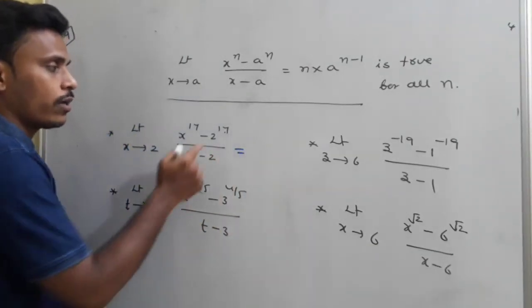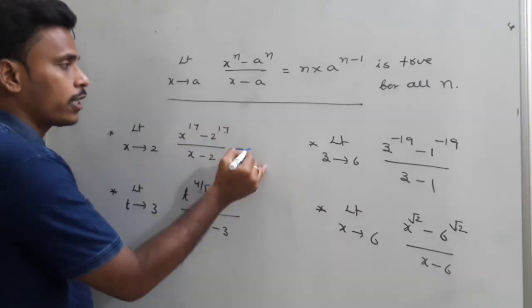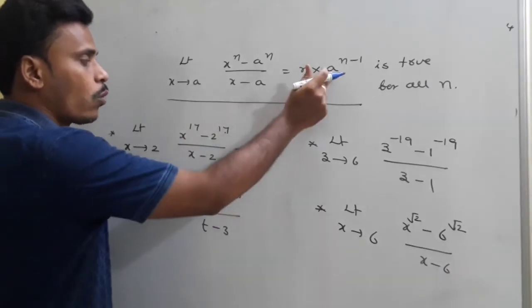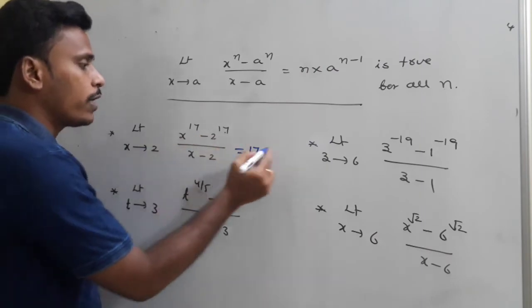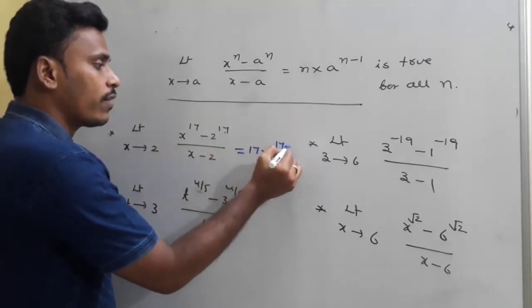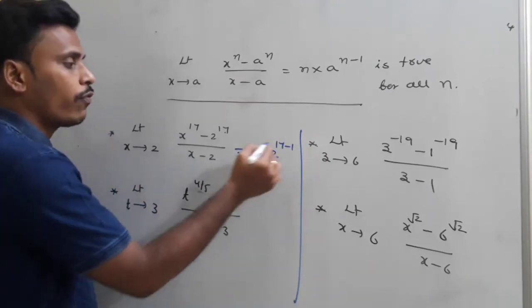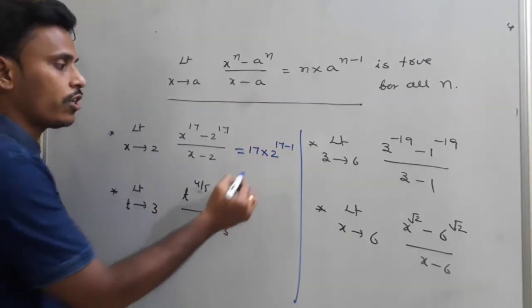What is the answer for this one? n into a to the power n minus 1. n is 17. What is a? This 2, this 2, this 2. Everything should be same, and that value is mentioned as a. So 17 into 2 to the power 17 minus 1. If you simplify it, 17 into 2 power 16 is your answer.